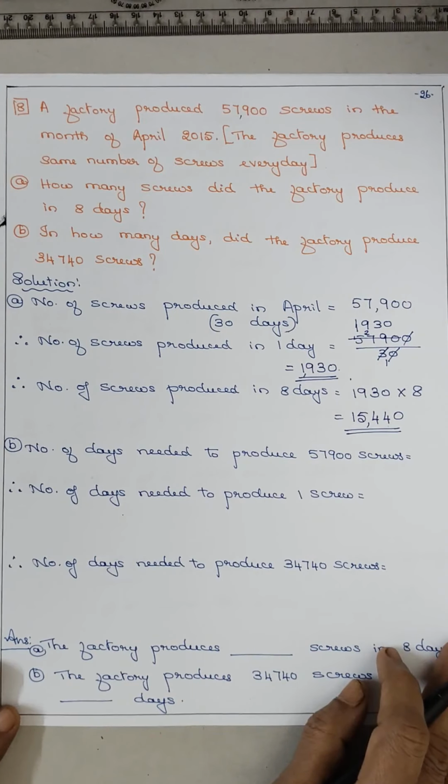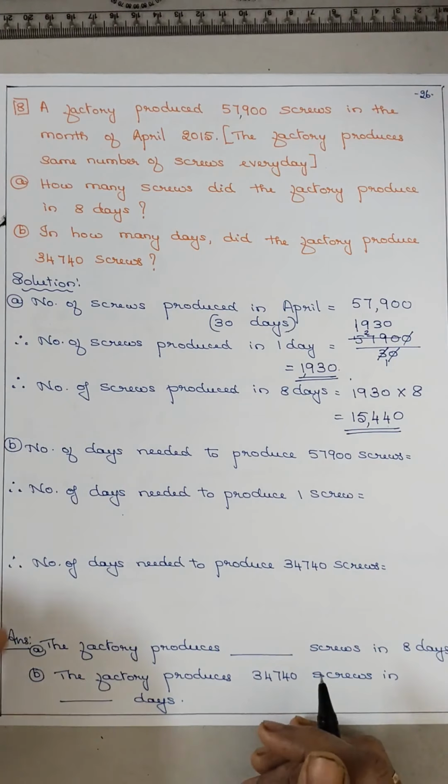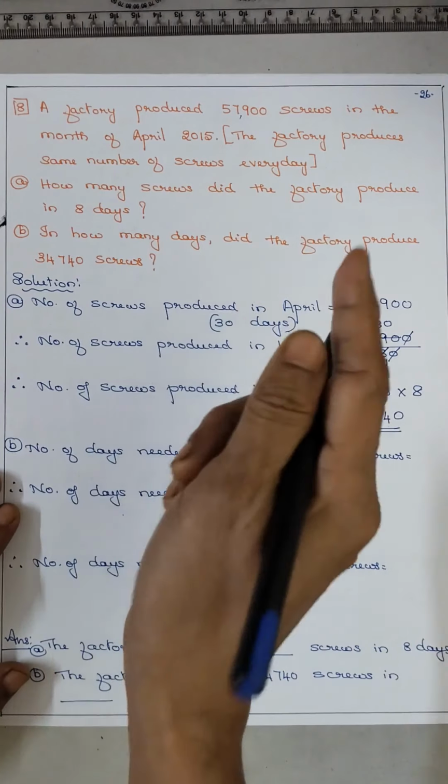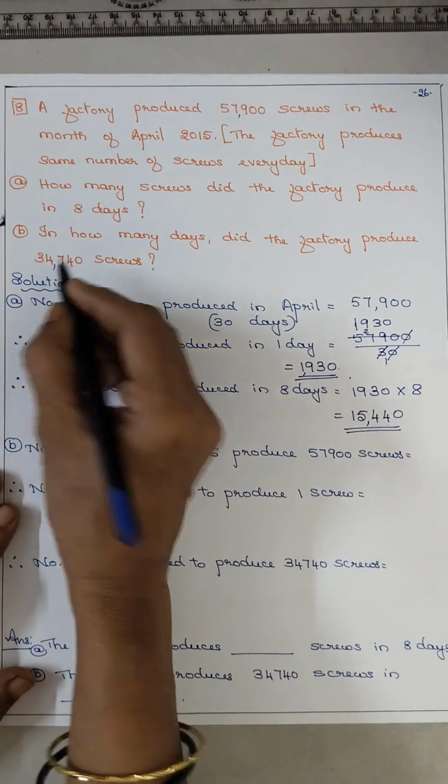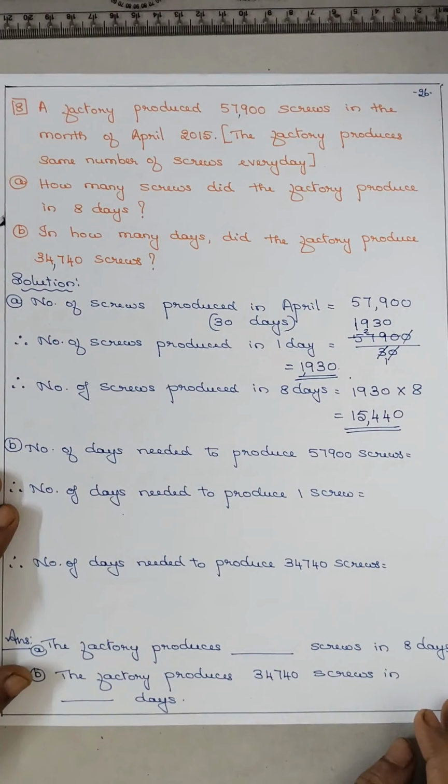Clear? Now coming to the second sum, question B. In how many days did the factory produce 34,740 screws? The number of days is asked.